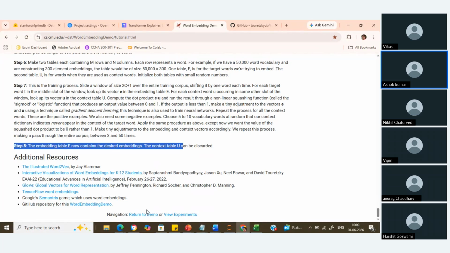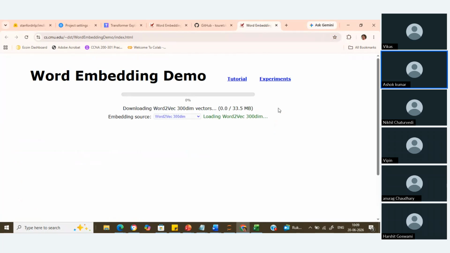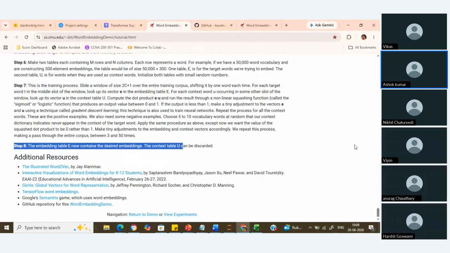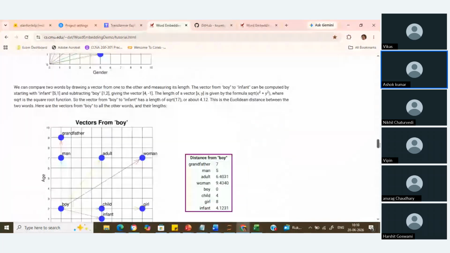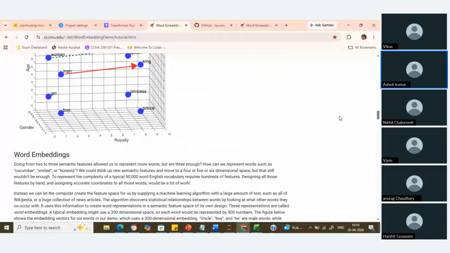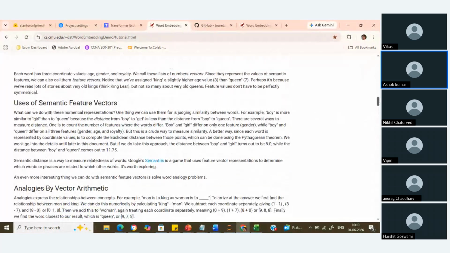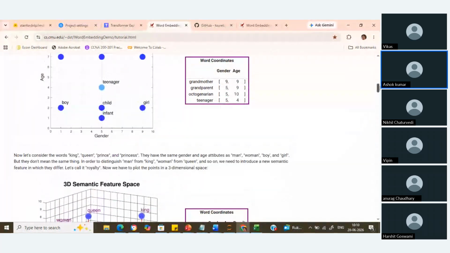Written to demo. So it will take some time. So we'll be having a detailed discussion with the rest of the stuff. So I just want to recap what we have discussed with respect to this particular word embedding.